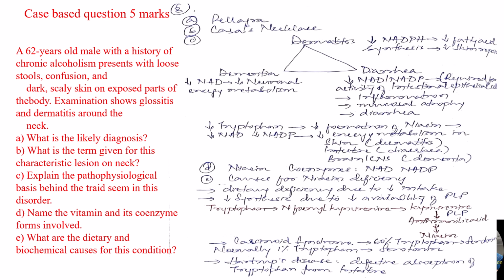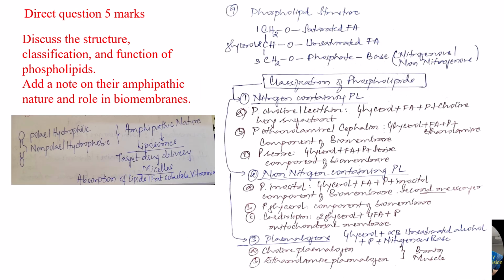So the next cause is carcinoid syndrome. Normally 1% of the tryptophan gets converted to serotonin. In carcinoid syndrome, what is happening is 60% of the tryptophan is getting converted to serotonin. So there is decreased formation of niacin. Next cause is Hartnup's disease. So this disorder is characterized by defective absorption of tryptophan from the intestine. So in all these conditions, niacin deficiency is encountered.